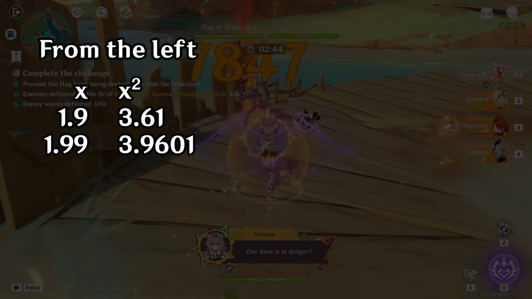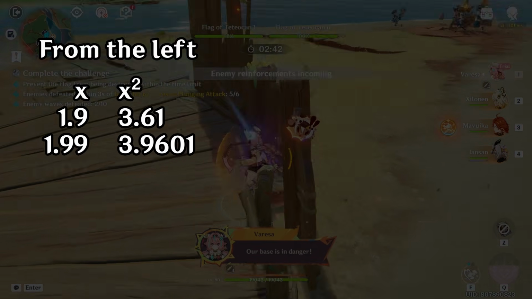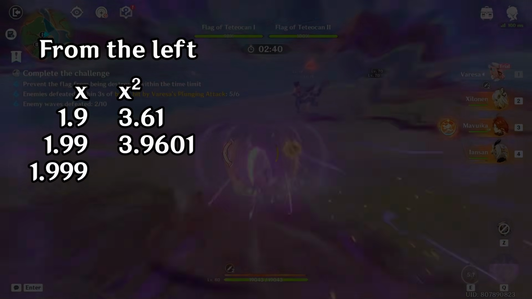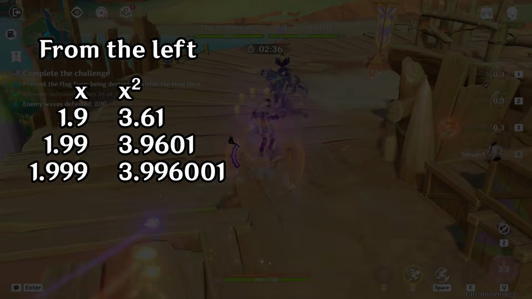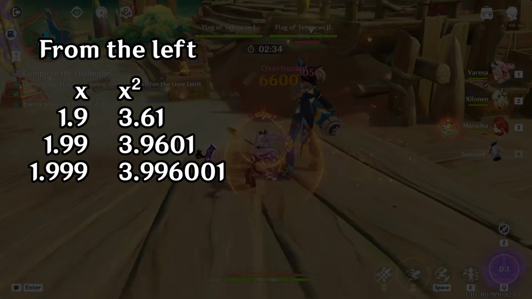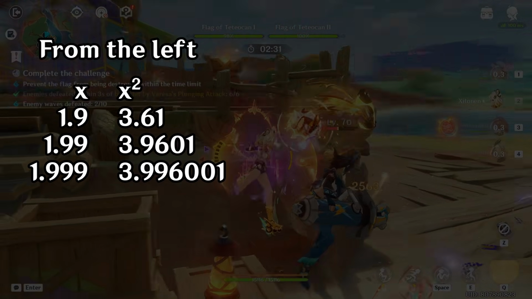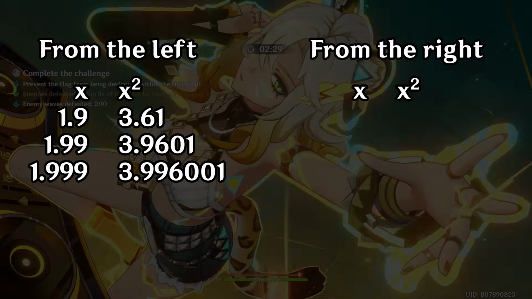But why stop there? We can get even closer to 2. Like x equals 1.999. This results in 3.996001. I think you can see the pattern now. In any case, let's now approach from the right.